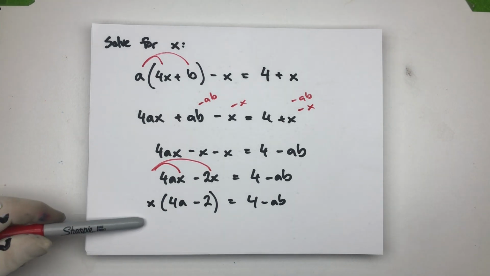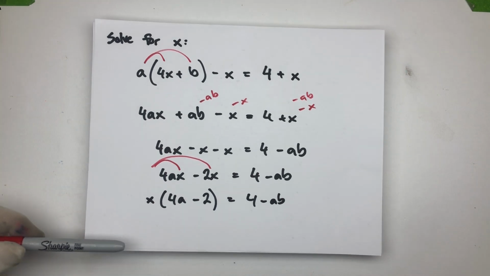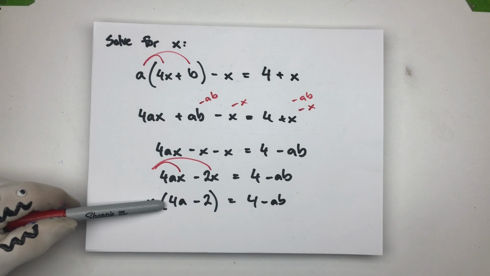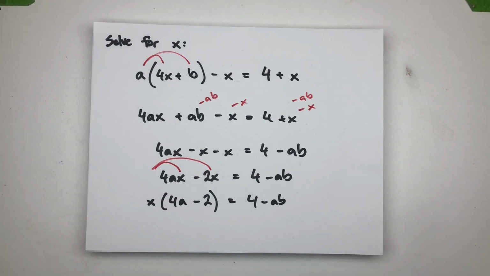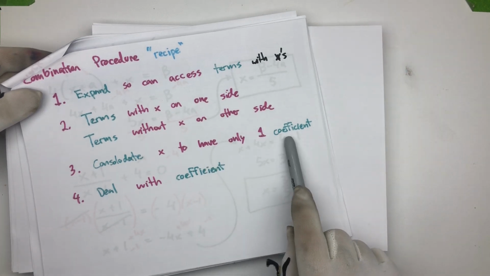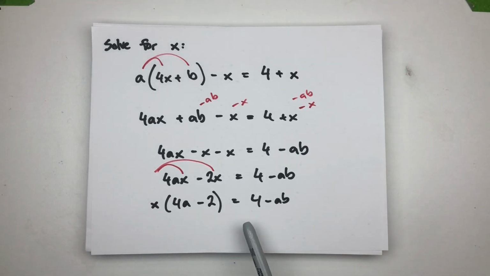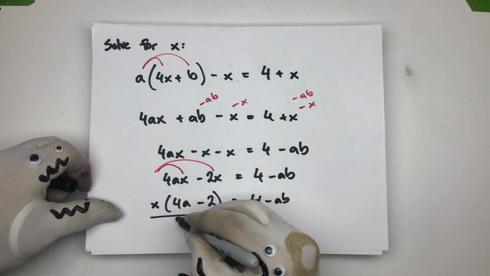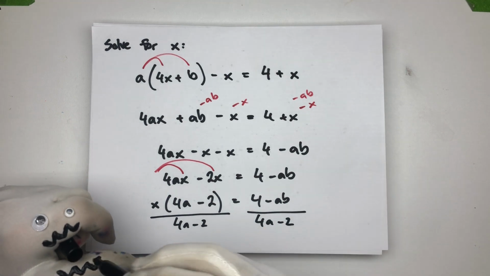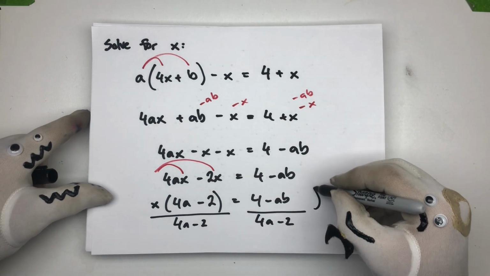Okay, so remember, math works forward and backwards. It doesn't matter, right? It's a recipe. And now I have x with one coefficient, and that's the thing, right? So I consolidate x so I only have one coefficient because it's hard to divide by these. How would you do that, right? So you have to divide. Now you can divide by 4a minus 2. Divide this by 4a minus 2, and we're good to go.